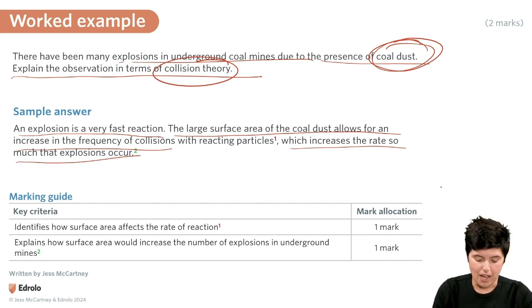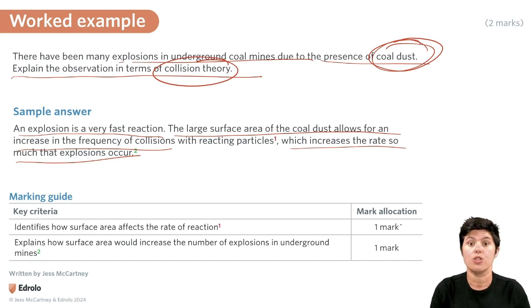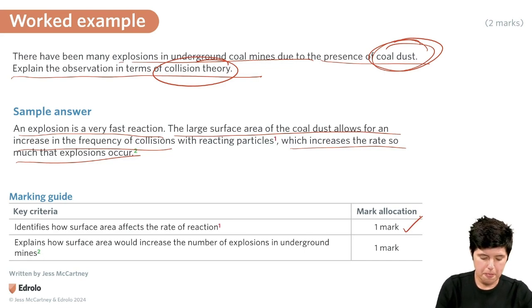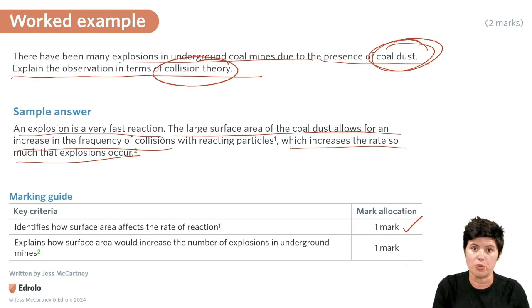So in terms of the mark allocation, the first thing you need to do is identify how an increase of surface area affects the rate of reaction using the collision theory. So increasing the frequency of collisions. That's one mark. And the second part is explain how the surface area would increase the number of explosions. So identifying that the increase of collisions would increase the rate of reaction, which therefore would make those explosions. And that's the second mark.